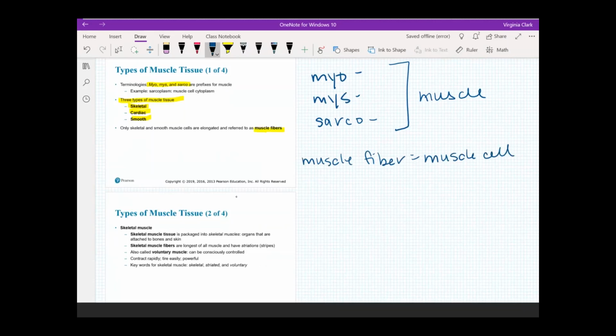And the main reason is most of your muscles are going to be elongated type cells. So they end up looking a little bit more like a long, skinny fiber. I like to describe them kind of like a straw. So they're very long, they're very skinny. So one straw could be a muscle fiber or a muscle cell. So that's just a terminology we need to look at.